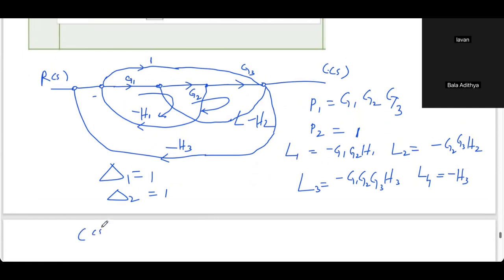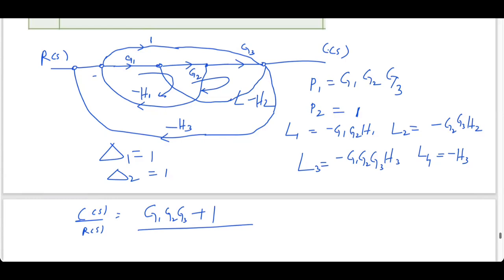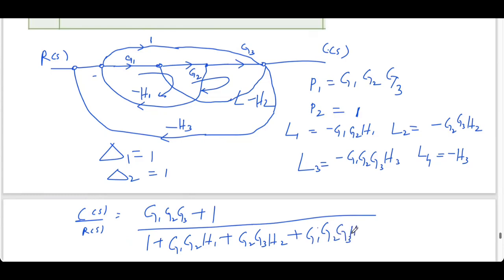So C(s)/R(s) is G1, G2, G3 plus 1, divided by 1 plus G1, G2, H1 plus G2, G3, H2 plus G1, G2, G3, H3 plus H4. So this is the answer to the problem.